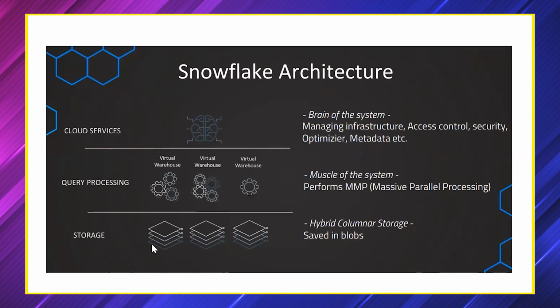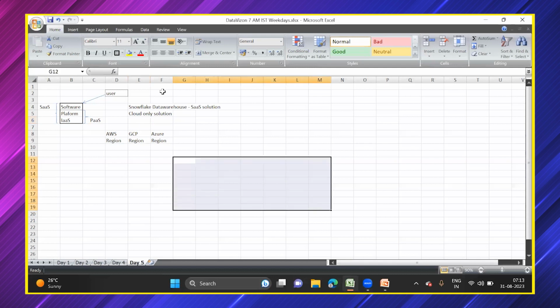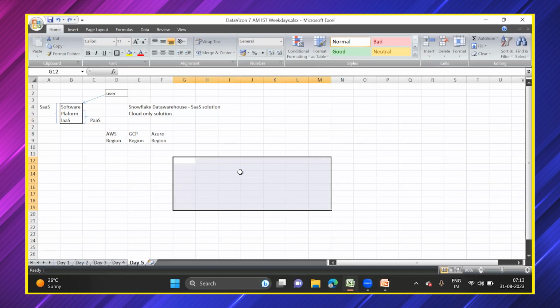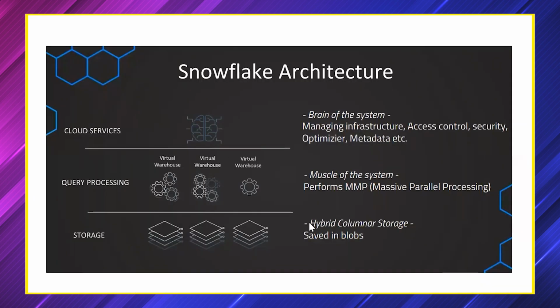So very broadly, we have three layers. I'll also mention it over here. At the very bottom, we have a storage layer. So here you can see that it is mentioned as the hybrid columnar storage, and it is saved in blocks. So let us understand what is the hybrid columnar storage.